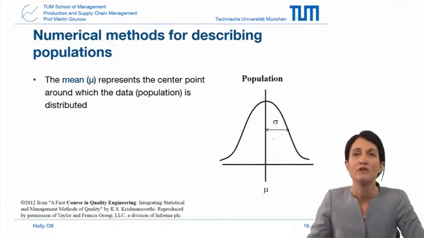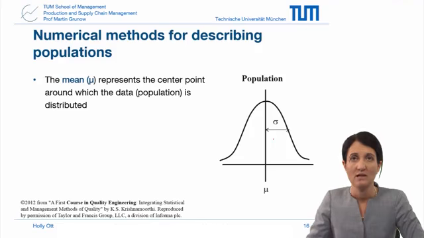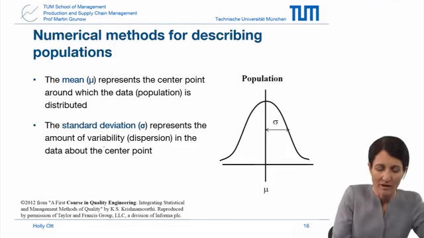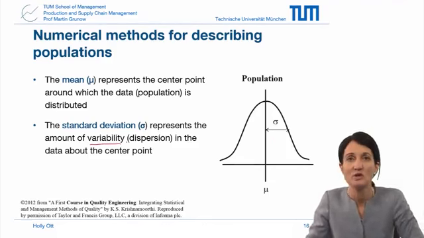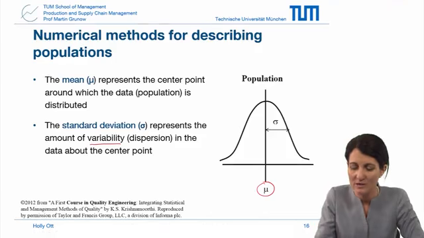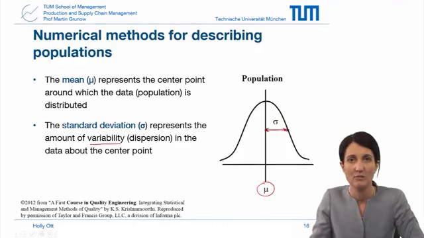Many of you are already familiar with the concept of the average value of a population. This average value, or mean, which is given by the Greek letter mu, represents the center point around which the data, the population, is distributed. The standard deviation, or sigma, of the population represents the amount of variability or the dispersion in the data about the center point, about the mean. So you can see that here in this example picture.